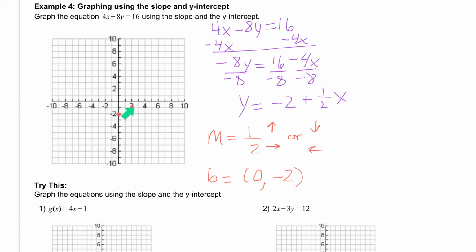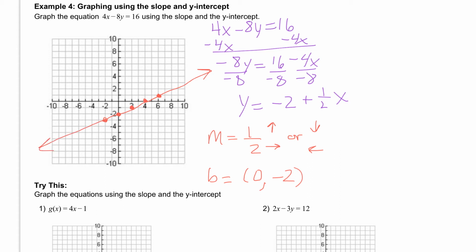I can do that again. Go up 1 to the right 2. Gives me the point 4, 0. I can do it again if I want to. So from here, I'd go up 1 to the right 2, bringing me to 6, 1. And remember, I can also do the opposite. So if I was here, I could also go here. I could go down 1 and to the left 2, bringing me to the point negative 2, negative 3. And I can make as many points as I want to get myself a nice straight line.